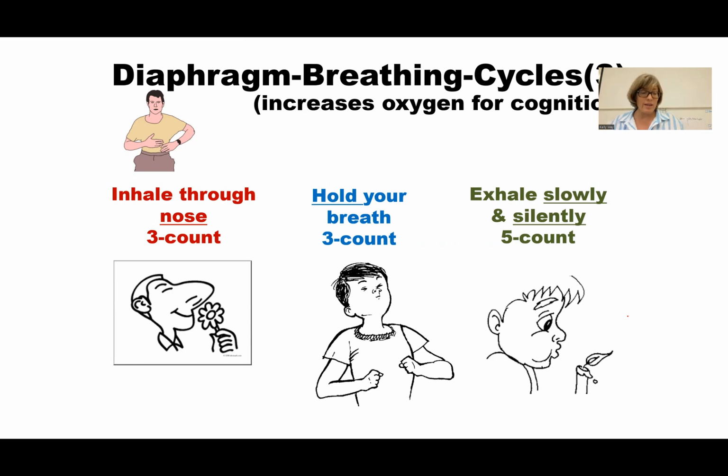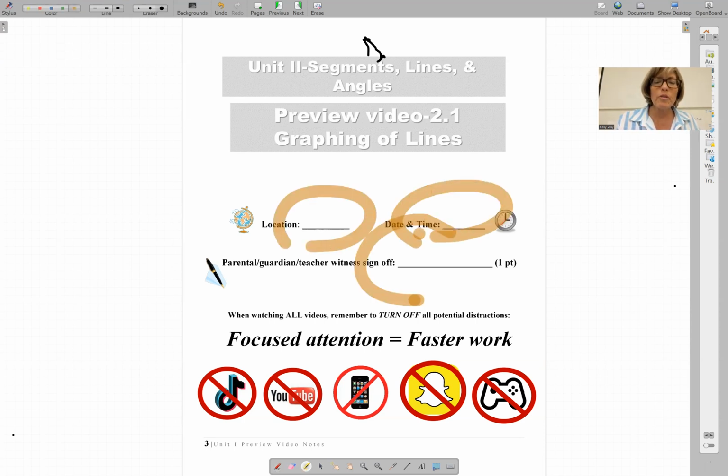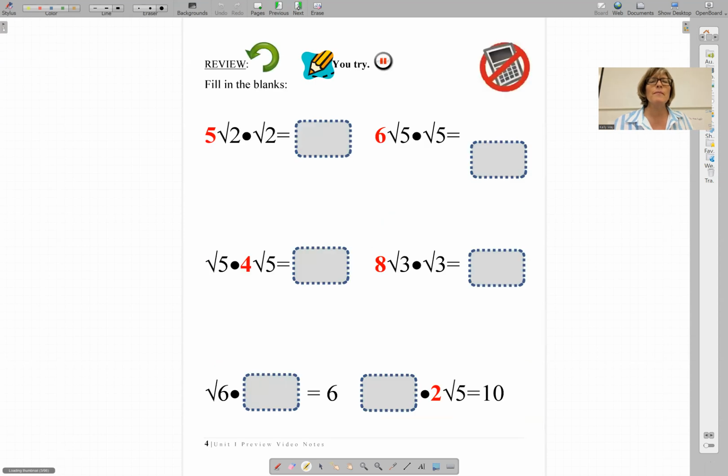For this lesson, which is graphing of lines, you're going to need some sort of straight edge. So you should already have a ruler of some sort in your equipment. And if somehow you've forgotten it, I provided a tongue depressor for you. So make sure you have that on hand. Date, time, and location. Don't forget a parent's signature sign off.